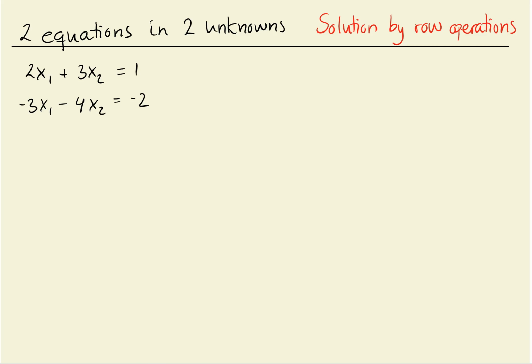In this video, I'll show how to solve two equations in two unknowns using the solution by row operations. This method takes advantage of the fact that you may add the same quantity on both sides of an equation. So if I would like to add some constant k on both sides, as long as I do it on both sides, it's still a valid equation.